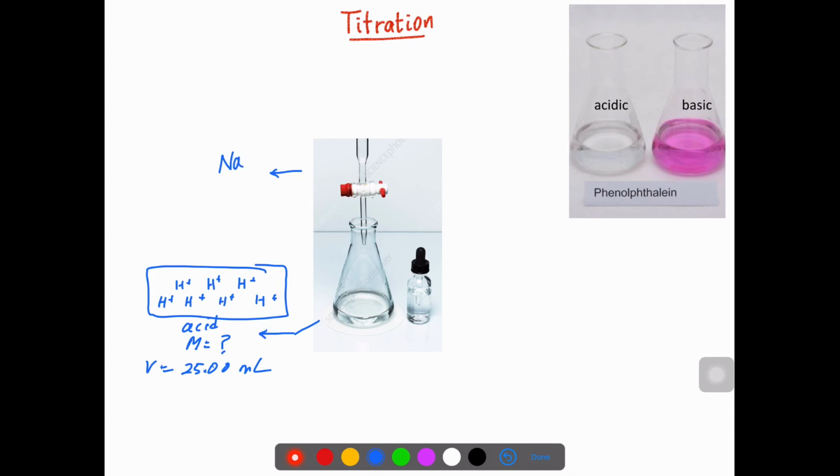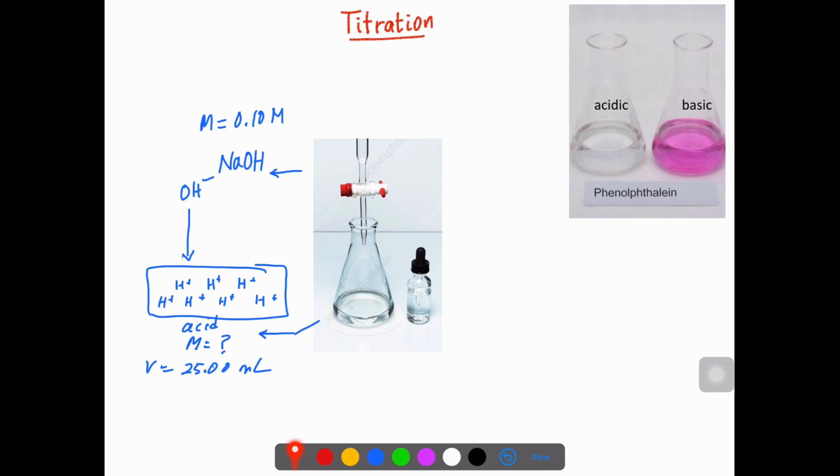Let's say you're titrating with a base in the burette. The burette has a base like sodium hydroxide of a known concentration. So you know its molarity, let's say 0.10 molar. What you're going to do is add the base into the acid. You're going to drop the base. Okay, chemistry is fun. We drop bases all the time. So what is a base? Base is basically hydroxide. So you're going to slowly add the hydroxides into your acid. What does the base do? The base neutralizes your protons.